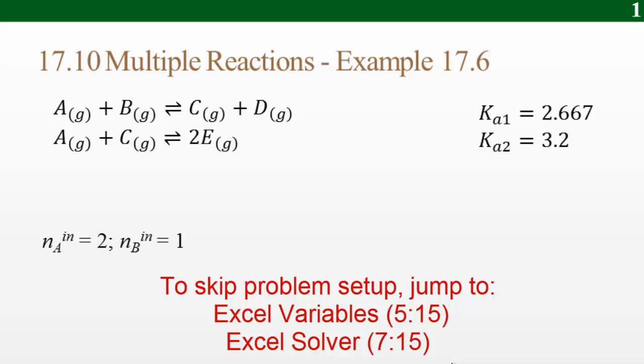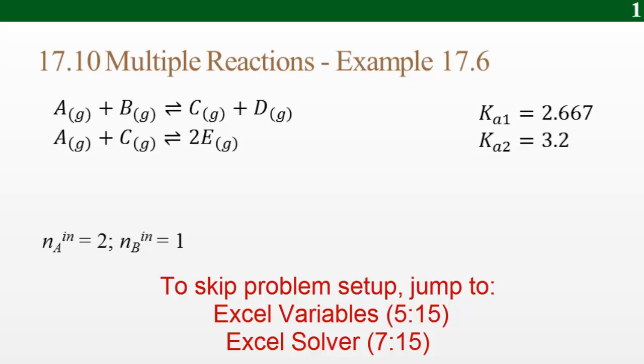Section 17.10 discusses multiple reactions. When we solve multiple reactions, we do not sum the reactions together. We have to treat the reaction equilibria simultaneously using equilibrium constraints for each of the reactions. In this example, we have the two reactions shown with their equilibrium constants.